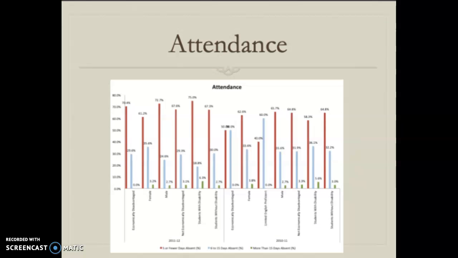This slide right here focuses on the attendance of the students. The red bars that you see on the graph show the students who have 5 or fewer absences. Blue bars are for the students who have 6 to 15 days of absences, and the green bars are for students who have 16 or more days of absences. The graph also focuses on the demographics of the students. By looking at this graph, I can easily see that the students who have had more absences, for both of the school years, are the students with disabilities.